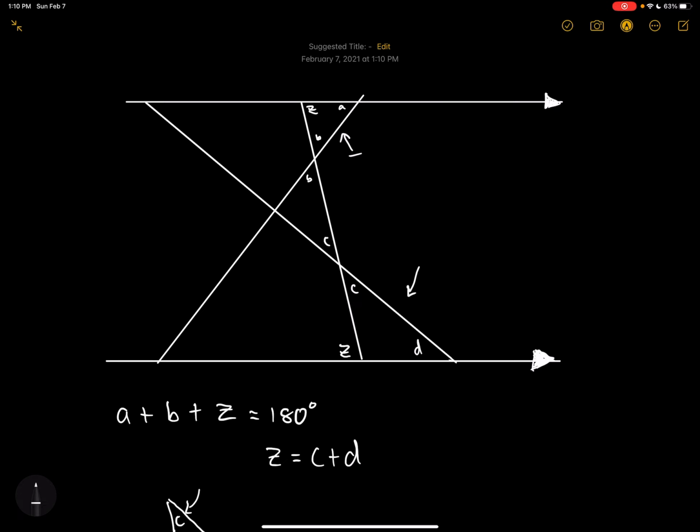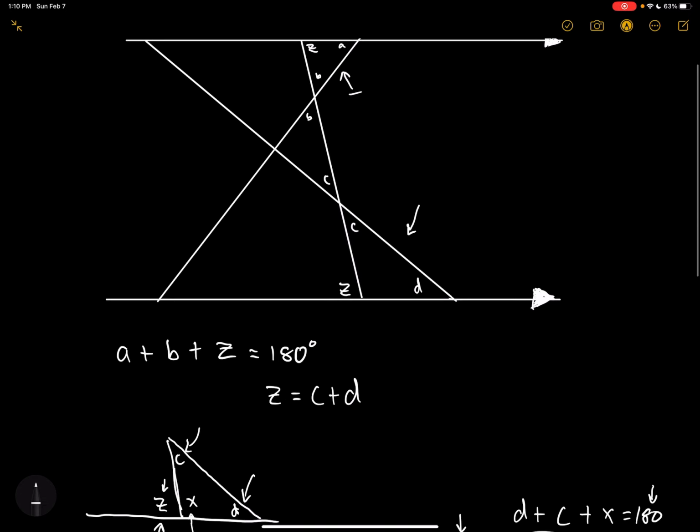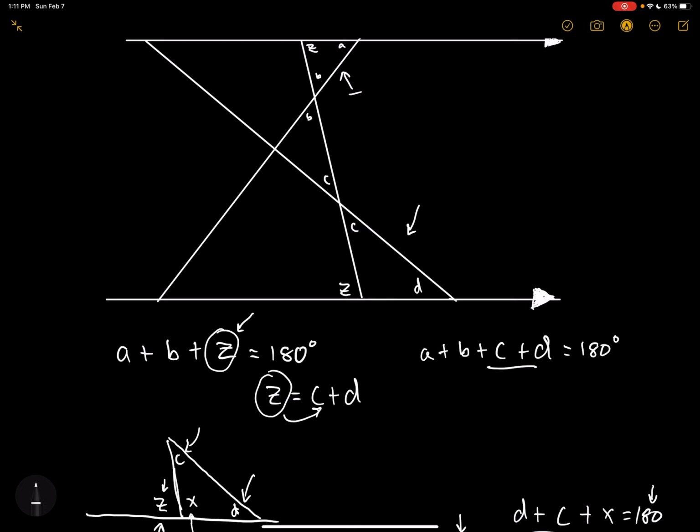Actually, no, I don't need to do one more thing. I can now just do some substitution. I see this Z right here and this Z right here. If Z is equal to C plus D, I could just plug in C plus D for Z up here, which will satisfy all four: A plus B plus C plus D. Okay, so I just substituted that in right there, and it's all equal to 180 degrees. So that's the quickest way that I've found to do it.